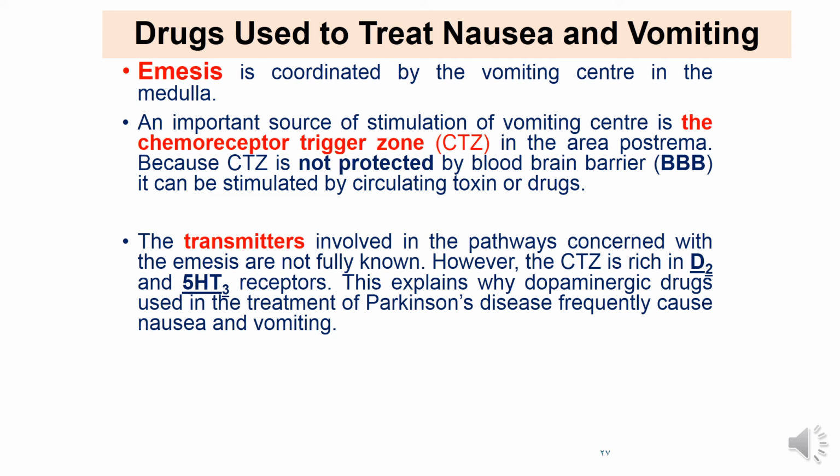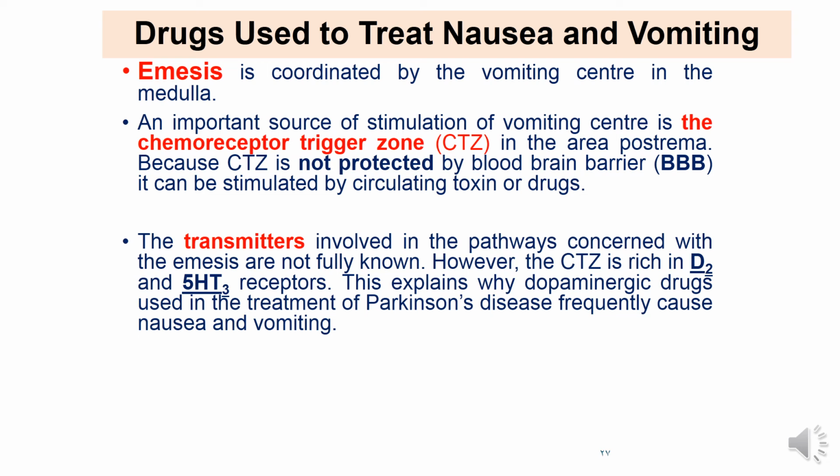Emesis is coordinated by vomiting centers in the medulla in the brain. The most important source of stimulation of the vomiting center is the chemoreceptor trigger zone, or CTZ. This area in the brain is not protected by the blood-brain barrier, so it can be stimulated by circulating toxins or drugs.